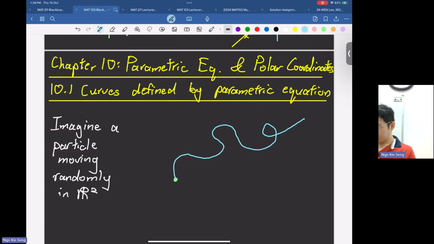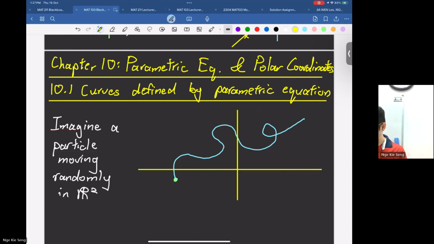Let's draw the axis. Do you think this can be described by a function or not? Why? Where's the problem? Which point is the problem? Any point is the problem? You mean this part here? Oh, the circle. This part. Okay. Any other problem you found?